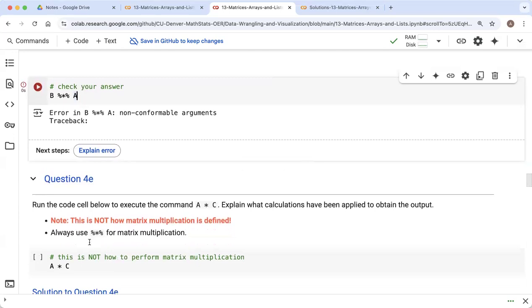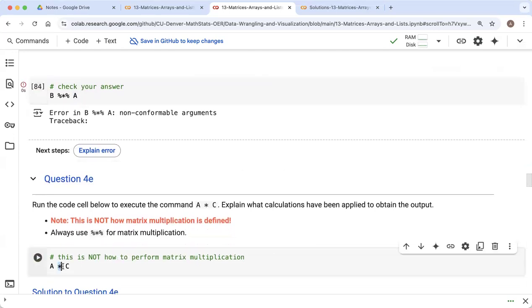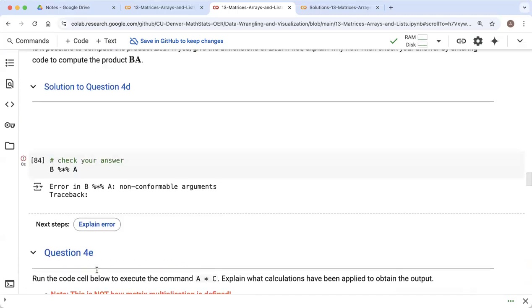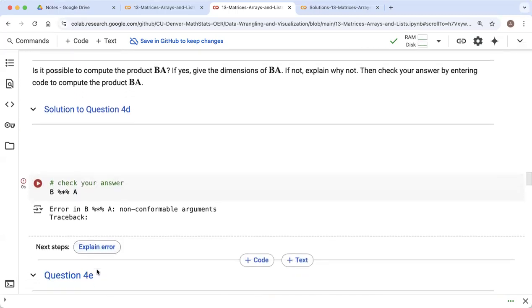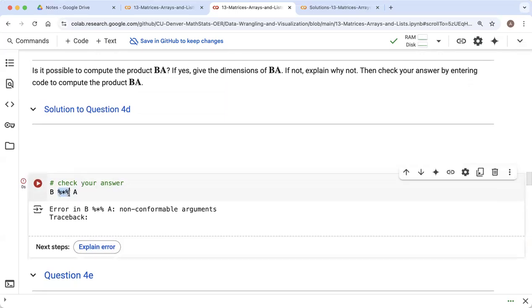What does the regular product mean over here? So again, to be very clear, when we're doing matrix multiplication in R, we always use percent asterisk percent. We don't use the asterisk. We don't use the regular multiplication symbol.